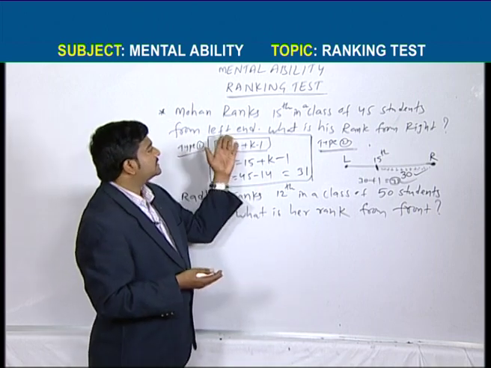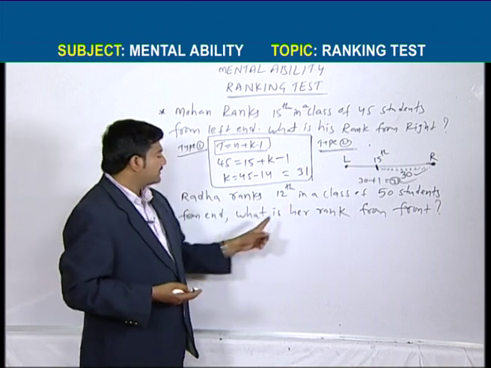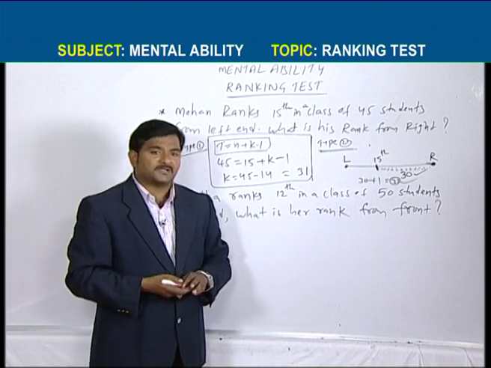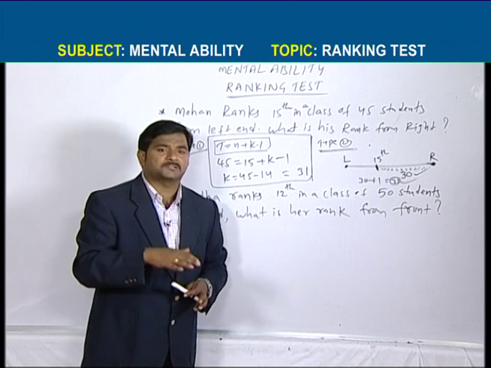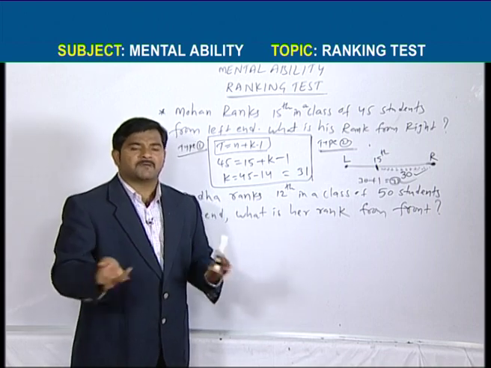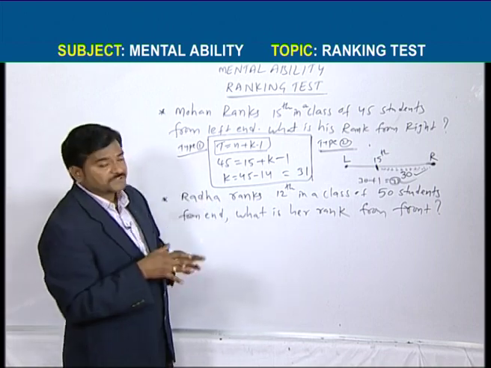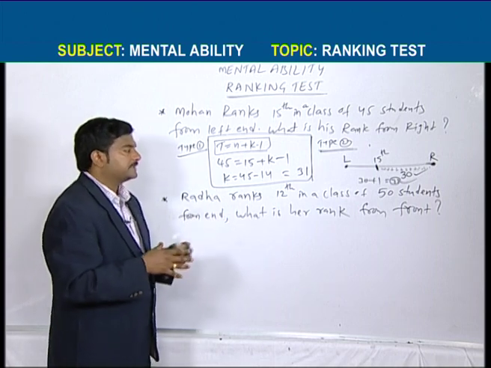So here he gave left end and asked right end. But here he simply mentioned front, end, and asked to find front. Front, end, left, back, south, north, east, west. However, the concept is the same, the question is the same. They are in opposite positions. Keep that in mind.